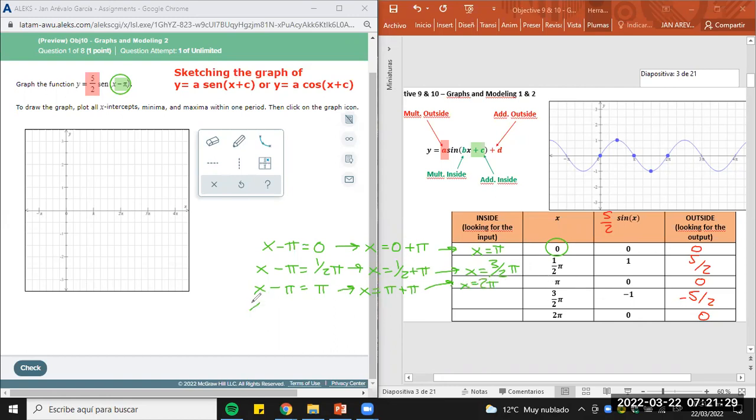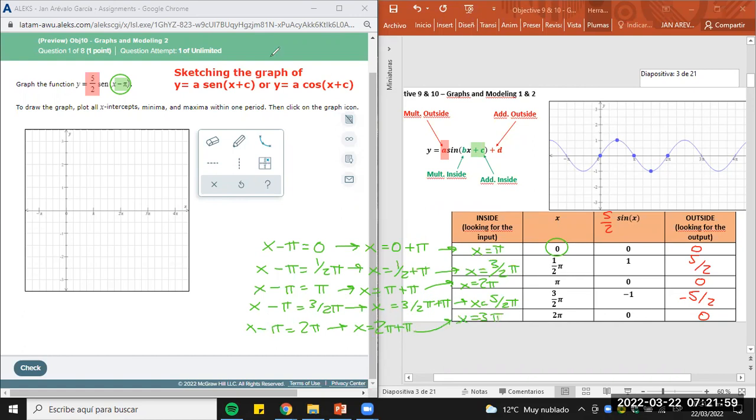All right. Then x minus pi equals 3/2 of pi. Then x equals 3/2 of pi plus pi. That means that x equals 5/2 of pi. And finally, x minus pi equals 2 pi. Then x equals 2 pi plus pi. That means that x equals 3 pi.